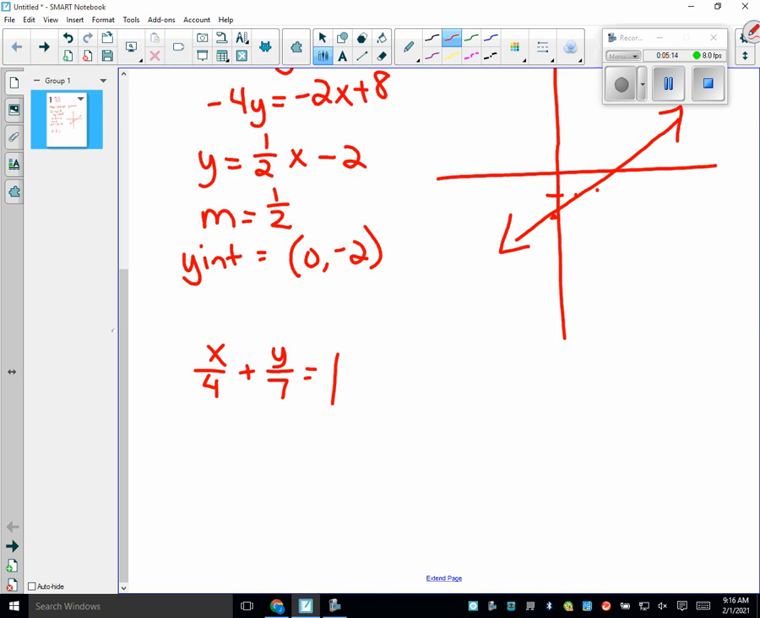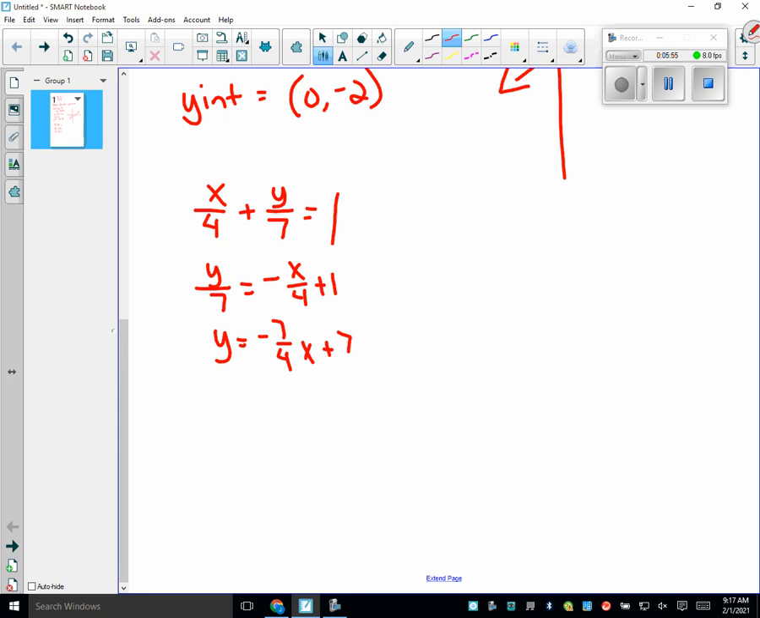Move the x. Isn't that what I need to do? Yeah. So y over 7 equals negative x over 4 plus 1. And then multiply by 7. Y equals, what goes in front of the x now? Negative 7 over 4. Negative 7 over 4? Yeah. Plus 7? Okay, how am I going to graph this?